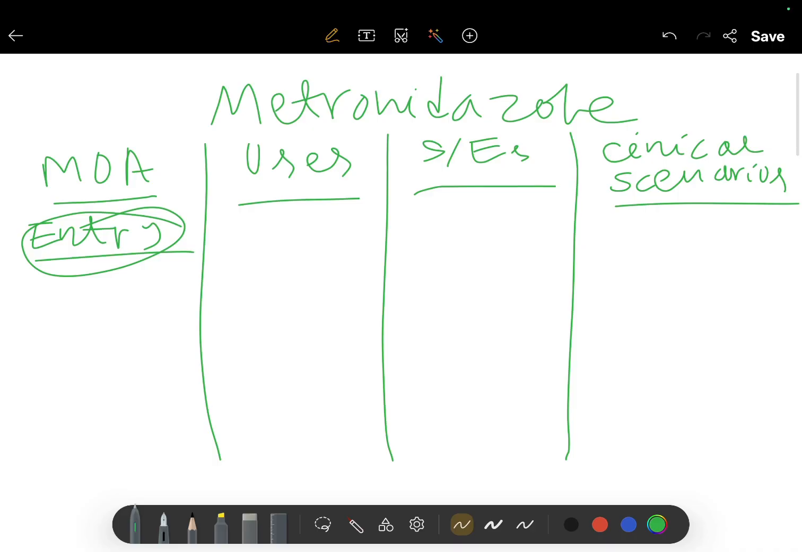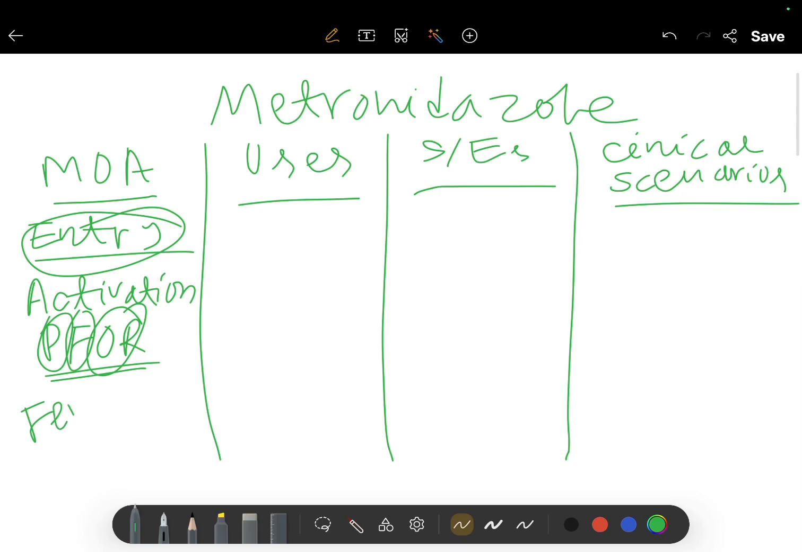It can enter into a trophozoite or an anaerobic bacteria. Then it needs to be activated. For activation, you have to remember a name, that is PFOR. It stands for pyruvate ferredoxin oxidoreductase: P for pyruvate, F for ferredoxin, and OR for oxidoreductase. This is the name of the enzyme that you have to remember. It comes as an MCQ.